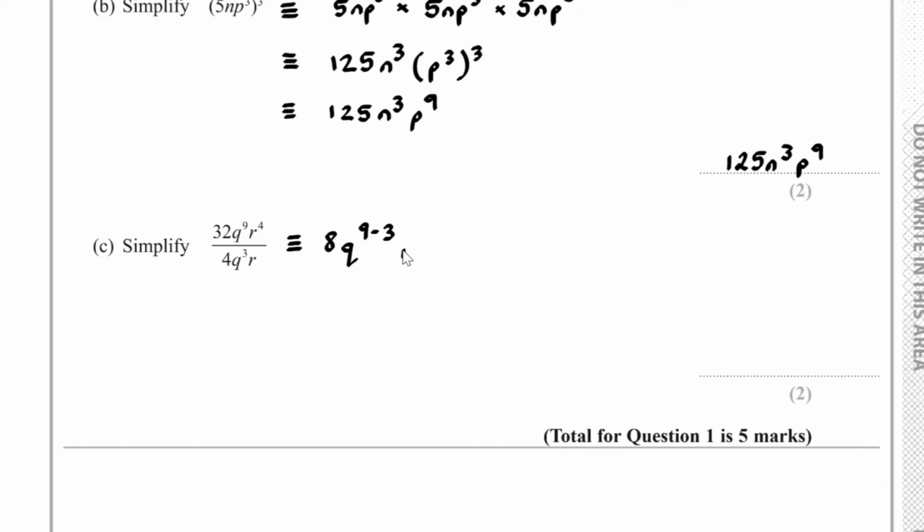And then we have r to the 4 subtract 1. Remember, r is the same as r to the power of 1. And now if we simplify this, we have 8 multiplied by q to the 6 multiplied by r cubed. We have 8 q to the 6 r cubed.